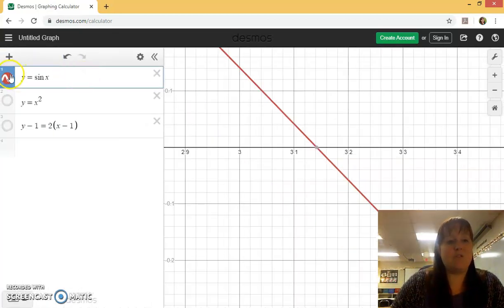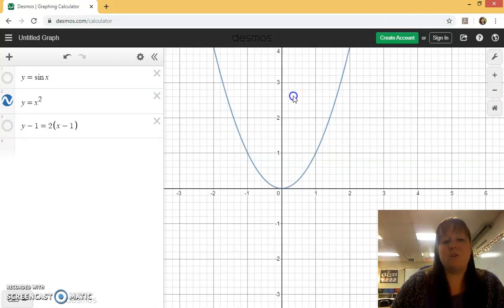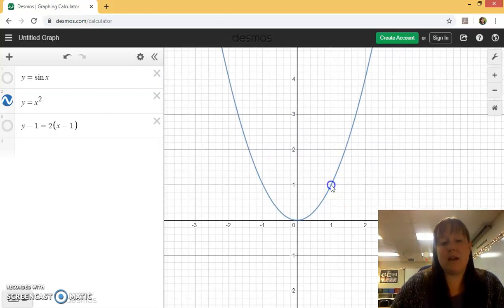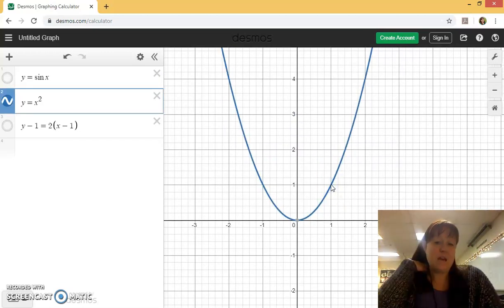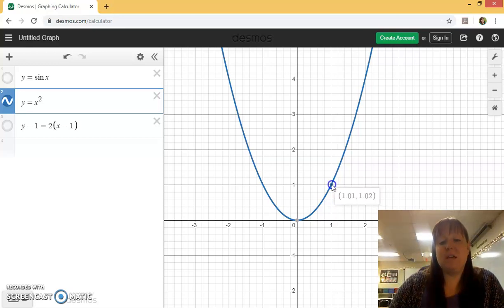So let's look at another function that might make that a little more clear. So here we've got the function x squared. So it's a parabola. And if I figured out the tangent line right here at x equals 1, well, we know the derivative of x squared is 2x, right? So the slope at any given point is 2x. So at this point here, at 1, the slope would be 2.